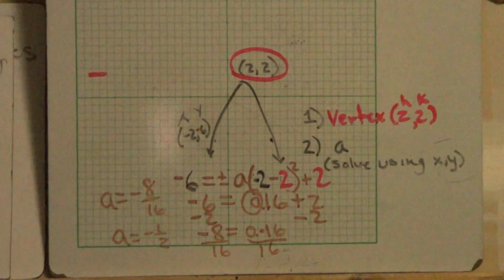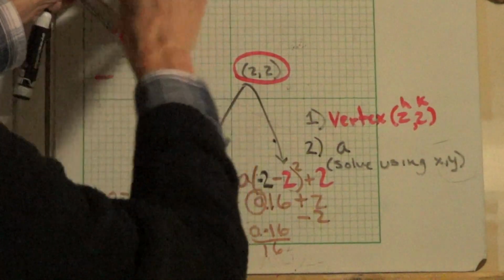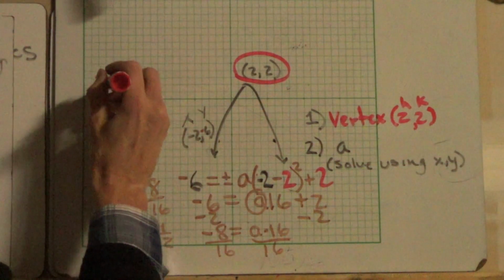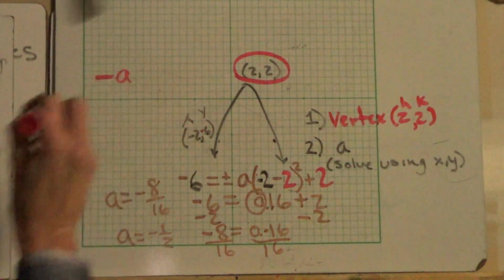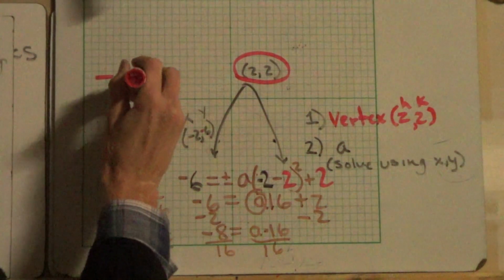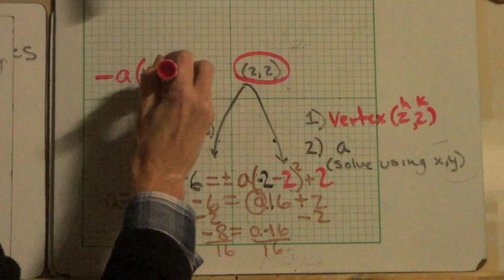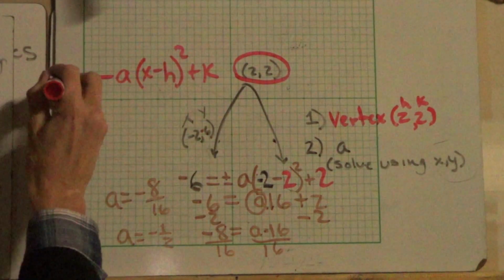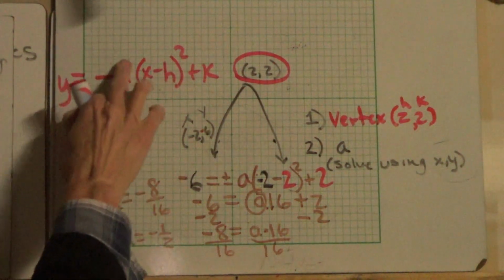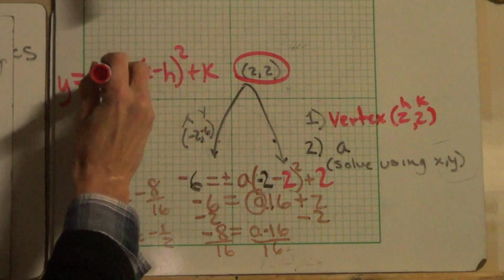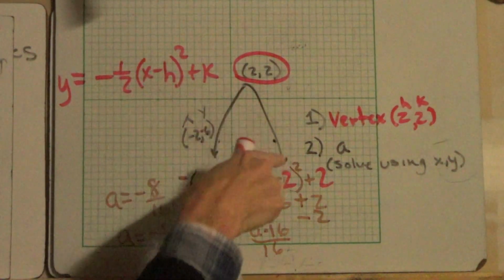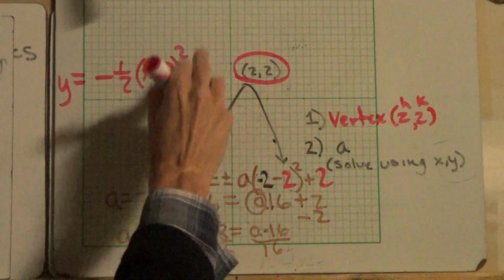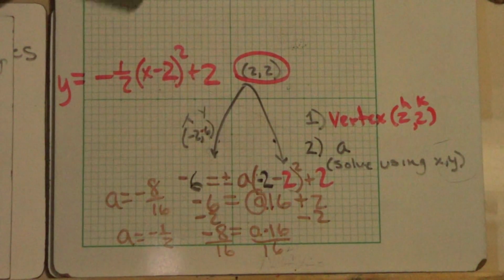Okay? So now we come back to our a times x minus h squared plus k equals y, and our negative 1/2 goes right here in front. We can see it should be a negative because it's a frown. The h value again is 2, and the k value is 2. And that's finding the rule for the graph.